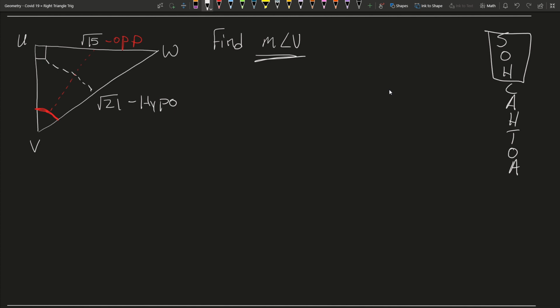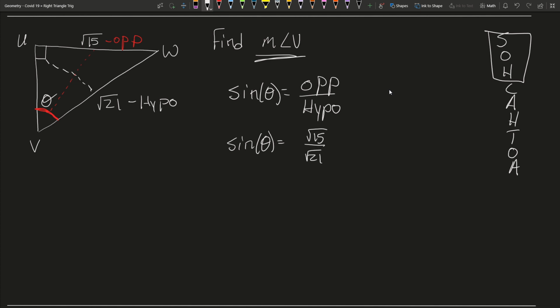So we need to set up an equation. Sine of our angle theta is opposite over hypotenuse. Then we can substitute in what we know. We don't know the angle V yet, we don't know our theta. So sine of angle theta is equal to root 15 divided by root 21. Are there questions about how I got there so far?